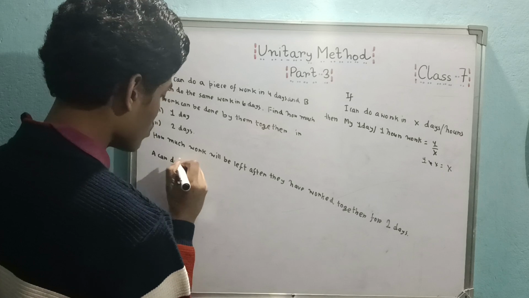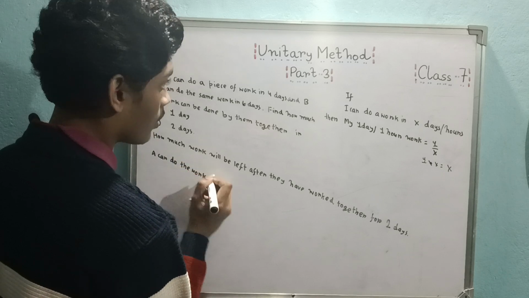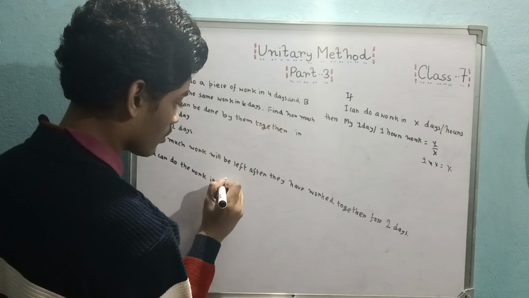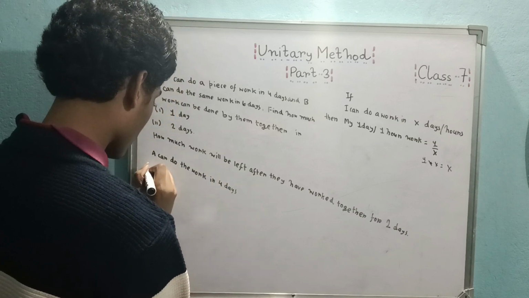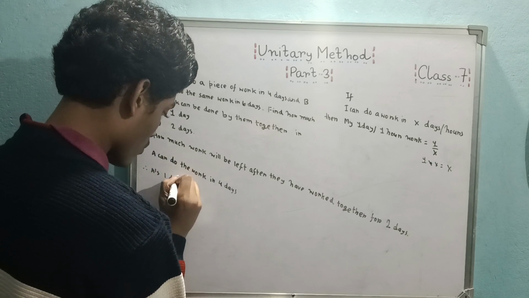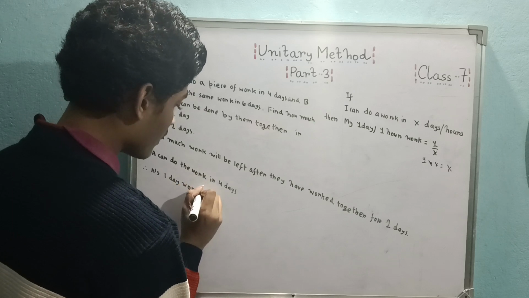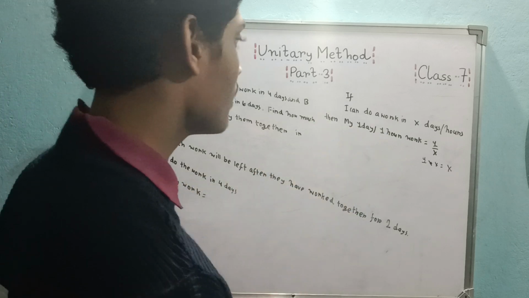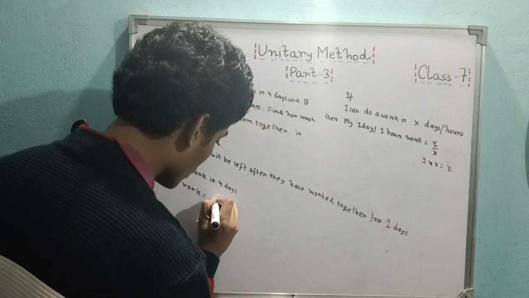A can do the work in 4 days. Therefore, A's 1 day work, by that same formula, if I can do a work in x days, my 1 day work equals 1 by x, so 1 by 4.